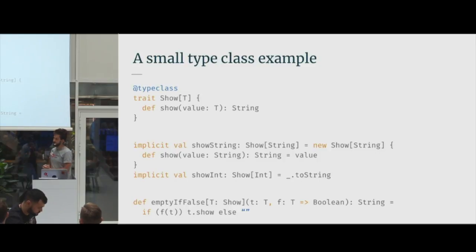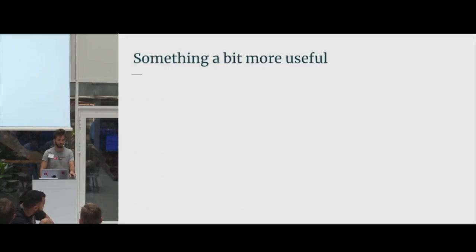Okay, and then we can see we can use this t.show syntax, and that's exactly what this add type class annotation gives us: this syntax to just call these things inline. And yeah, that's a very basic example. Now let's look at something a bit more useful, right?